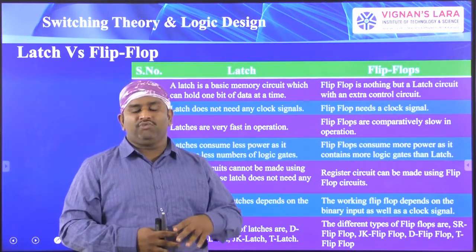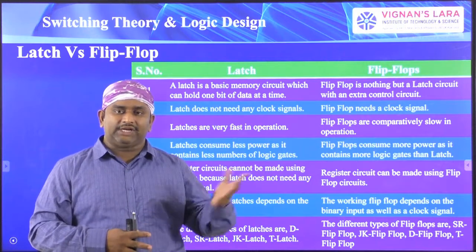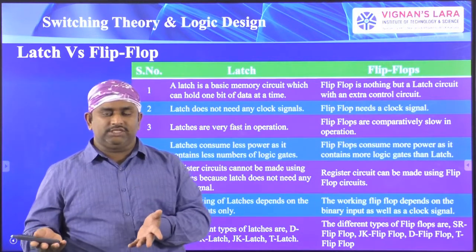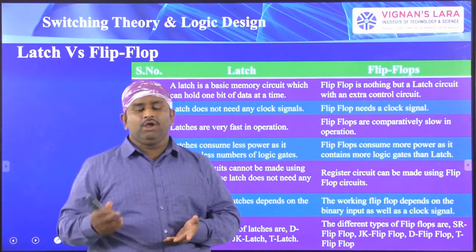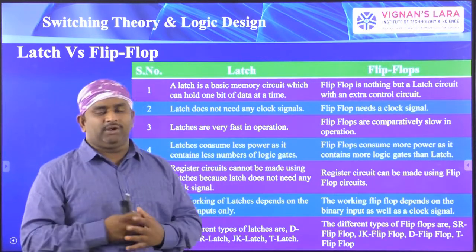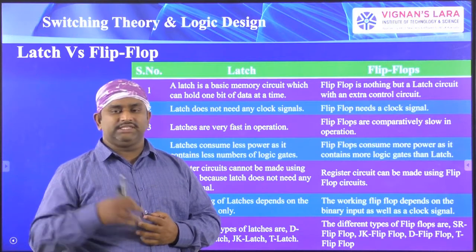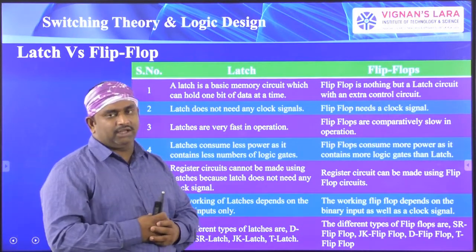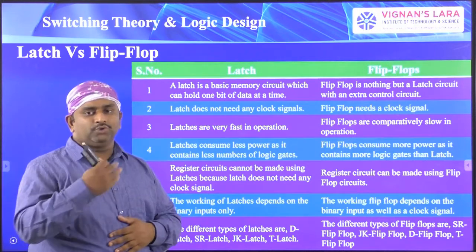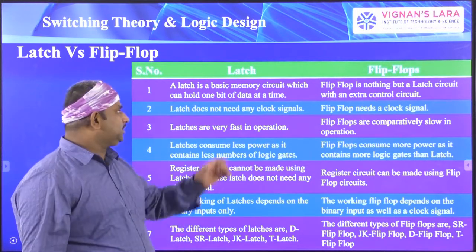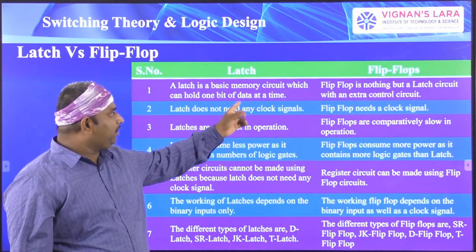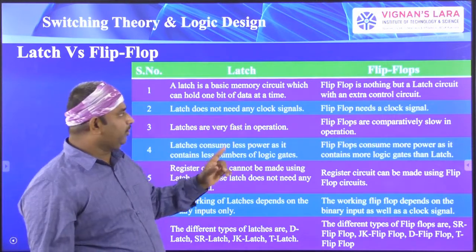If you lose the electrical power to your circuit, then the data may change. The data may collapse. So you can say that it is a volatile memory. That is a different thing. You have to remember that it holds the data up to the next change of inputs. So a latch is a basic memory circuit which can hold one bit of data at a time. That is a very important operation.